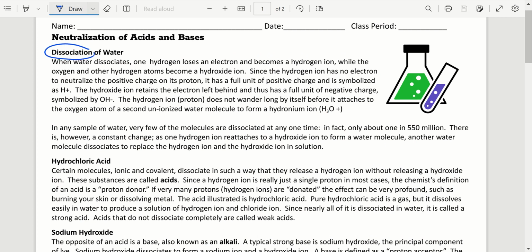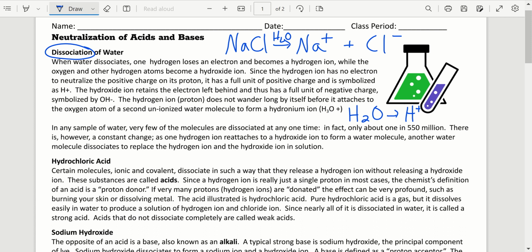Dissociation of water. So remember, dissociation is going to mean the breaking apart. Just for example, sodium chloride, when I add it in water, is going to break apart into sodium ions and chloride ions. When water dissociates, one hydrogen loses an electron and becomes a hydrogen ion. So when water dissociates, we get a hydrogen ion. And the other hydrogen atom becomes with the oxygen, becomes a hydroxide ion.